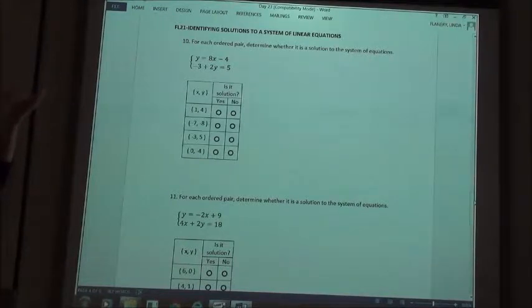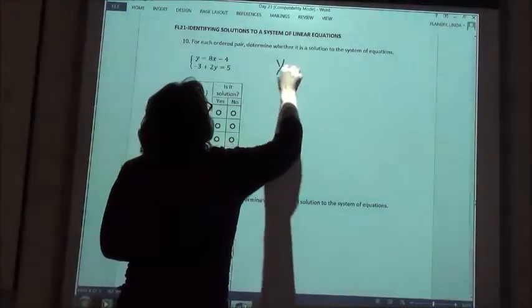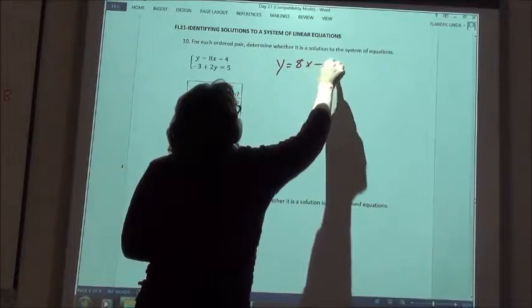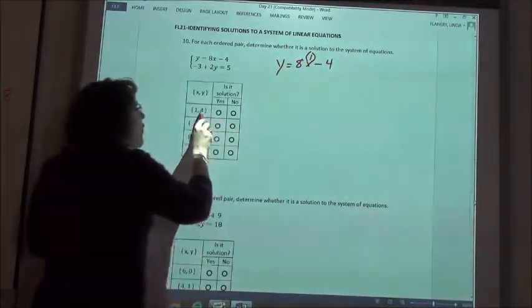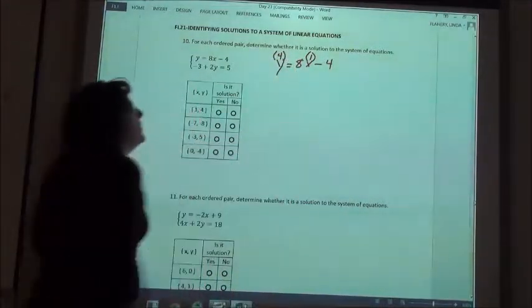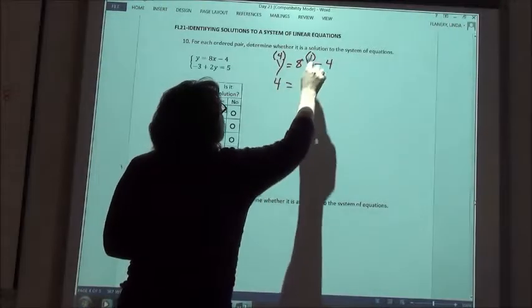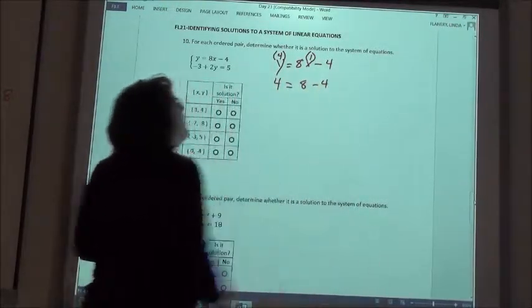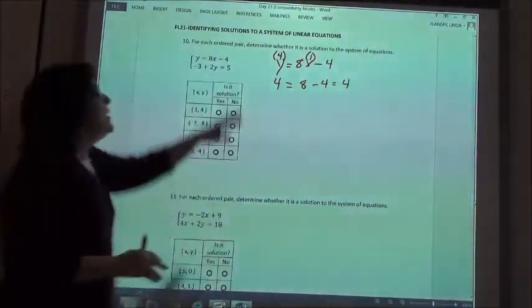So if you substitute it into the first one and get a no, there's really no reason to check the second one unless you just want to practice. If I'm going to do the point (1, 4) and I check it in my first equation, y equals 8x minus 4, I'm putting 1 in for the x and 4 in for the y. So I'm saying, does 4 equal 8 times 1 is 8 minus 4? Yes. Well, if I do 8 minus 4, sure enough, that works. I get a yes. So it checked in the first line.